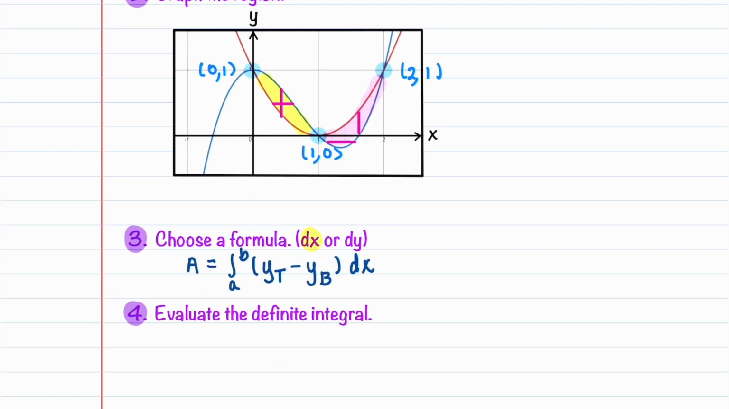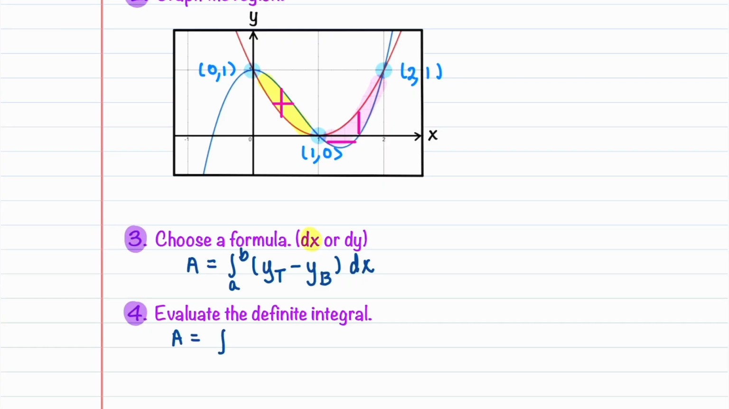Now let's go ahead and set up our integral. We are going to have two integrals because with the yellow region, our cubic is on the top, and with our pink region, our quadratic is on the top. Our area then is going to look like this.